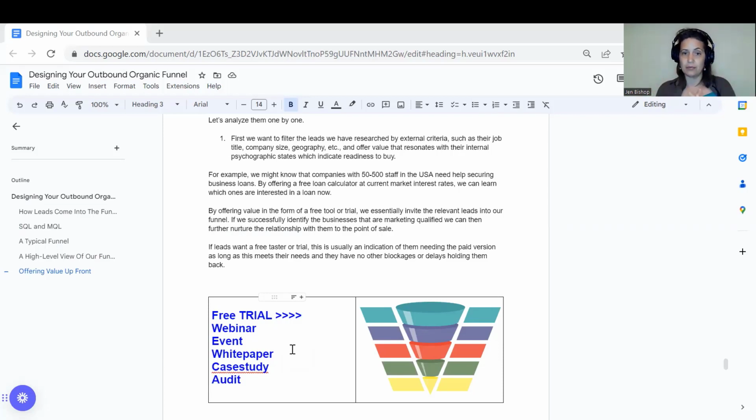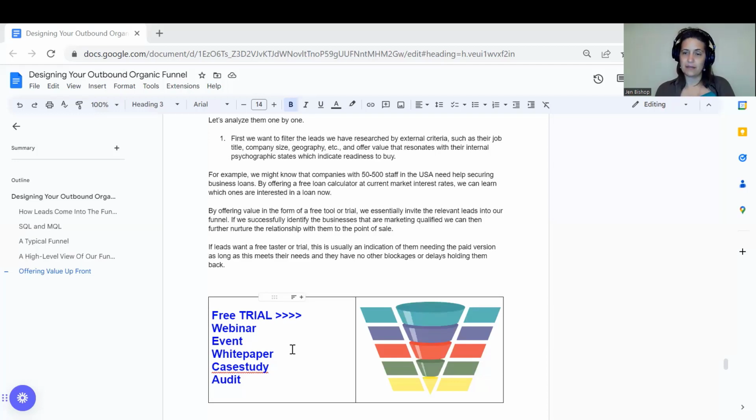So for example, we might know that companies between 50 to 500 staff in the US need help securing business loans. Okay, we know that this is a problem. So if we then offer a free loan calculator at different market interest rates, and we go out to the market and we talk to businesses between 50 to 500 staff in the US, and they say, yes, I'd love to use your free loan calculator and understand the market interest rates, then now we're beginning to understand that marketing qualified lead, right?